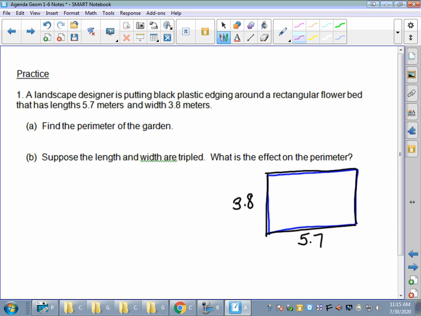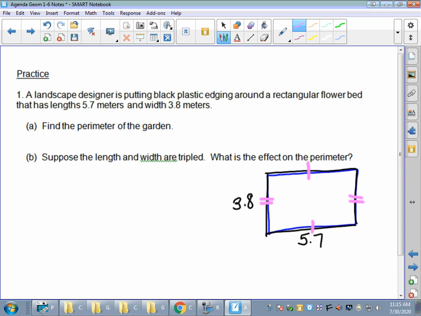We said that the perimeter of any rectangle or square is always the sum of the sides. However, don't forget, and I'm going to use some geometry nomenclature here, if this is 5.7, the bottom, how big does the top have to be? 5.7, right? If this is 3.8 over here for the width, it's got to be 3.8.